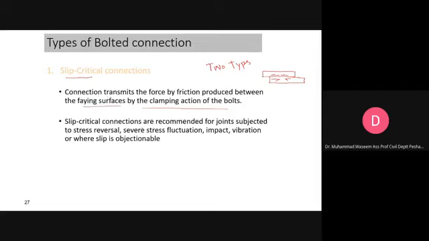Okay. Slip critical connections are recommended for those joints which are subjected to stress reversals or severe stress fluctuation or impact or fatigue. Okay, so slip critical connections are used mostly in bridges where you have fatigue, okay, or load reversals. Okay, in slip critical connections, slip is not permitted.